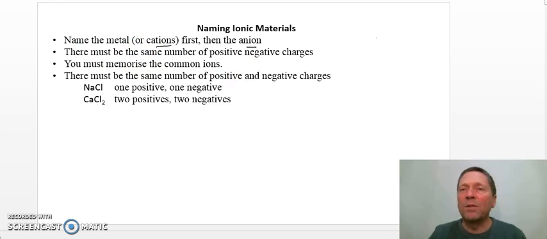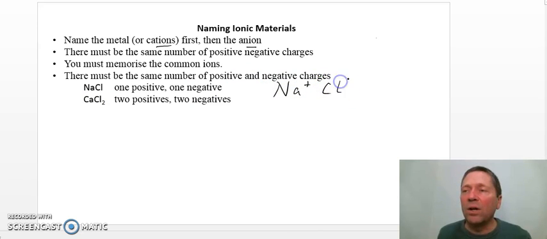There must be the same number of positive charges as negative charges because the overall charge on the material is 0, so the charges must add up to 0. So when we name these things, for example, we could get sodium chloride, NaCl. The charge on a sodium ion is +1. The charge on a chloride ion is -1. So overall, the charges add up to 0. You just have one of each, so it's sodium chloride.